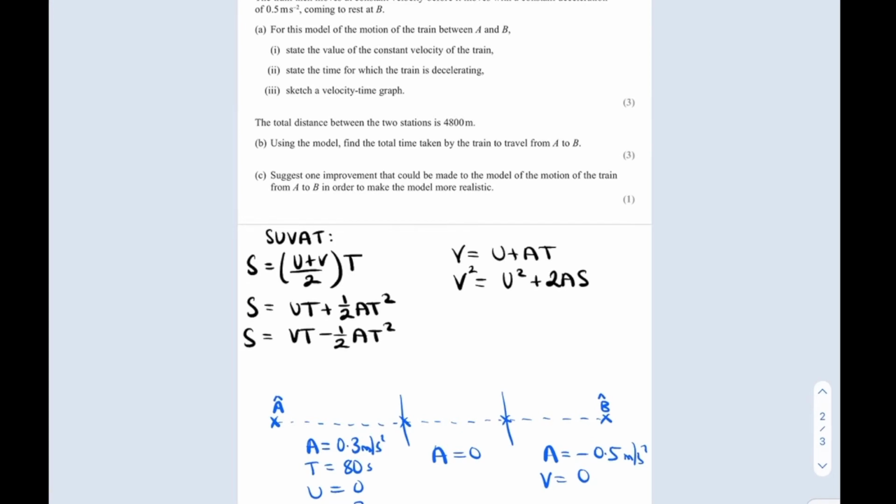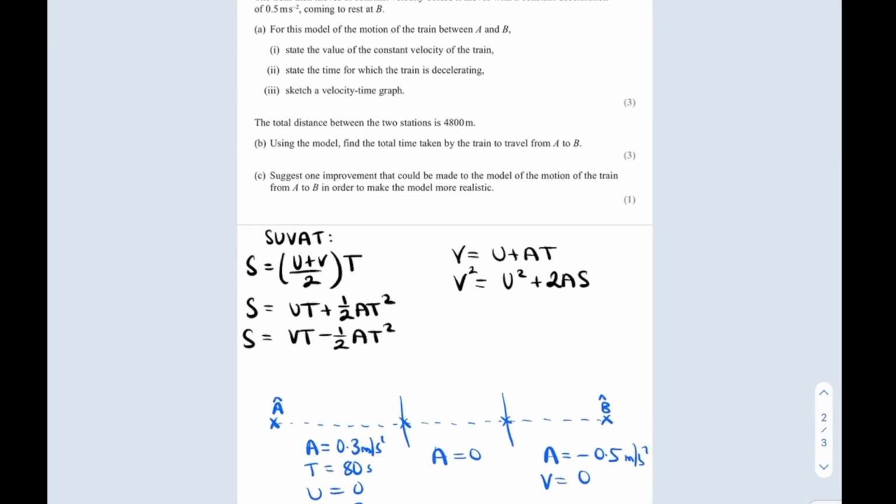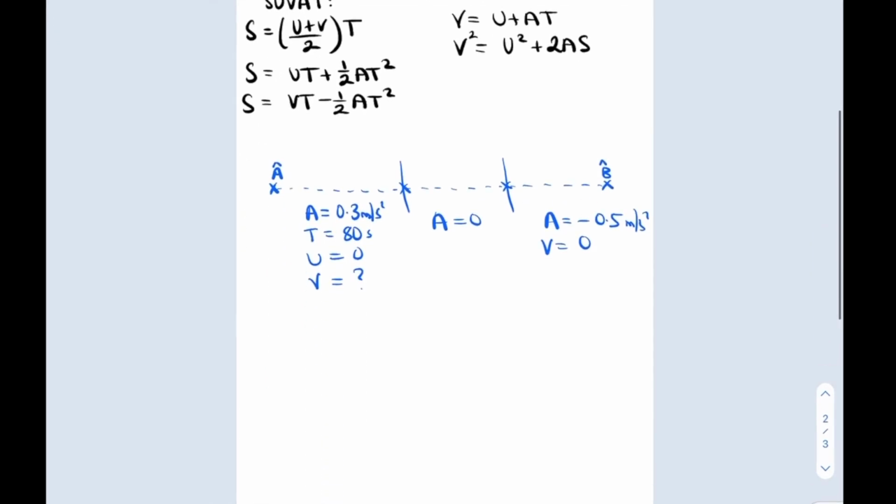And for the first 3 marks in this question, we are asked to state the value of the constant velocity of the train. So that's this middle part here. Then state the time for which the train is decelerating, so over here. And then sketch a velocity time graph. That's going to be a very basic sketch, given it's worth probably just the 1 mark.